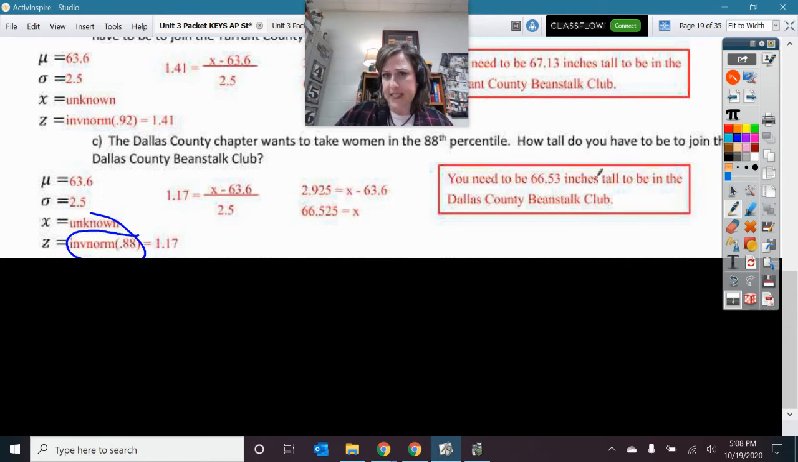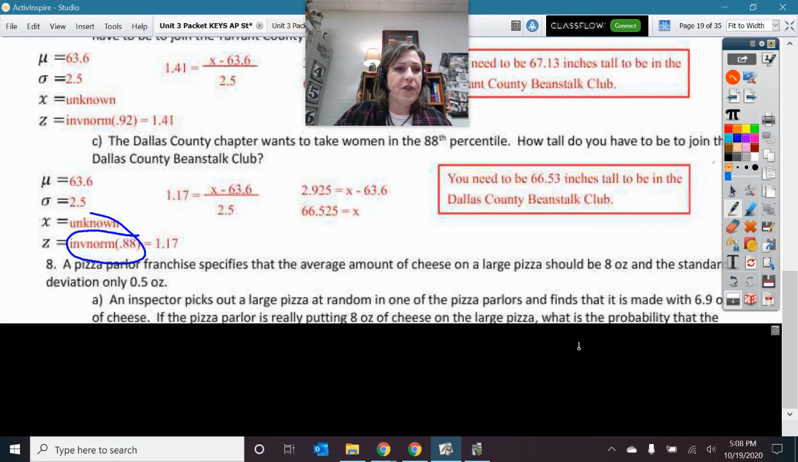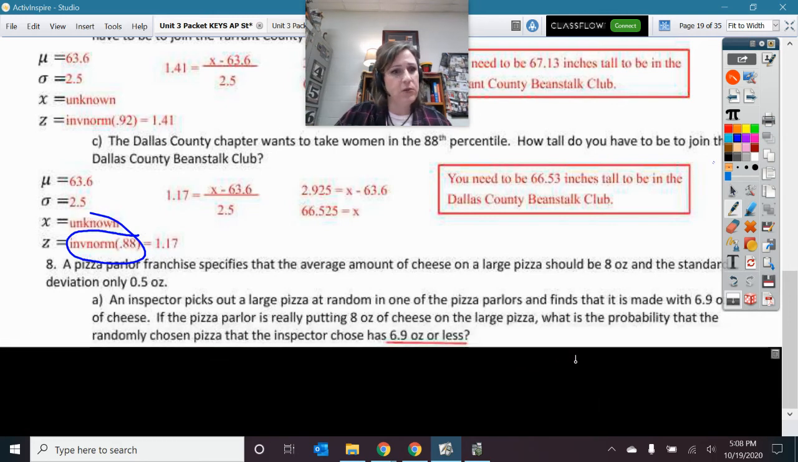So you have to be 66.53 inches tall in order to be in the Dallas County. So they're not as picky even as Tarrant or Parker County. All right. I would think it might have been the other way around. So there is that. So here we go. Let's try this. So I've kind of laid out some basic stuff there. Let's now see how we can do. Let's start now mixing together the last several days of work. Here we go.